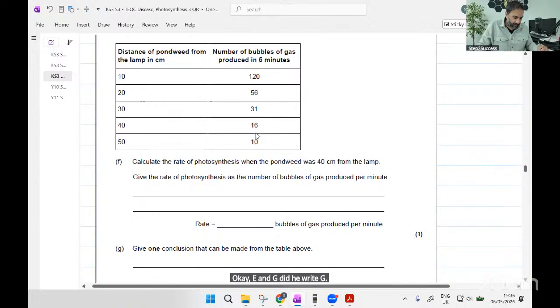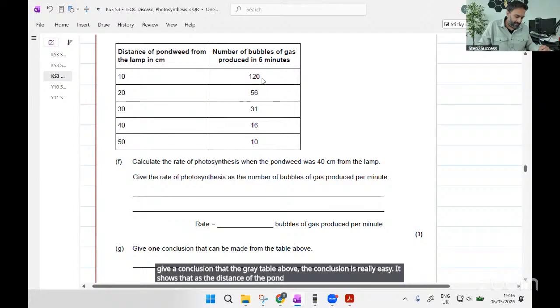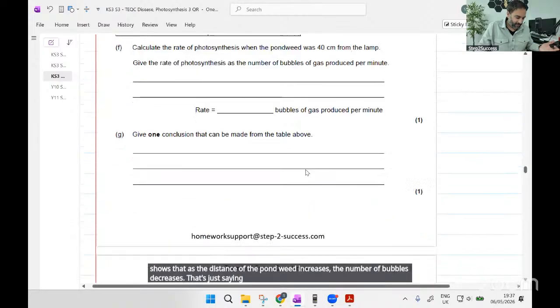Give a conclusion that can be made from the table above. The conclusion is really easy. It shows that as the distance of the pondweed increases, the number of bubbles decreases. That's just saying what you see for that question.